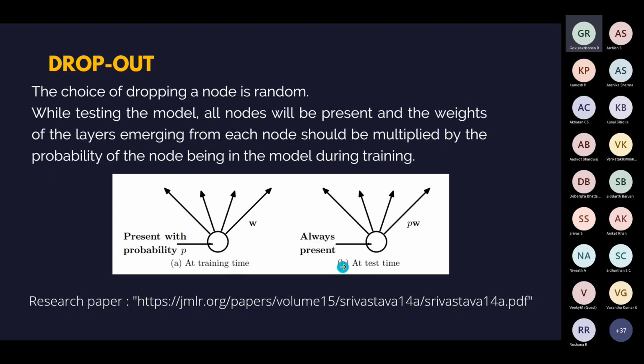If the probability of removing a node is p, then at test time every neuron would be present. Only at training time, for each training data point, you remove random neurons, train, and then average. During test time, every neuron is present, and in order to compensate for leaving out this neuron in some of the training data points, we should multiply the weights by this probability in order to ensure that balance.